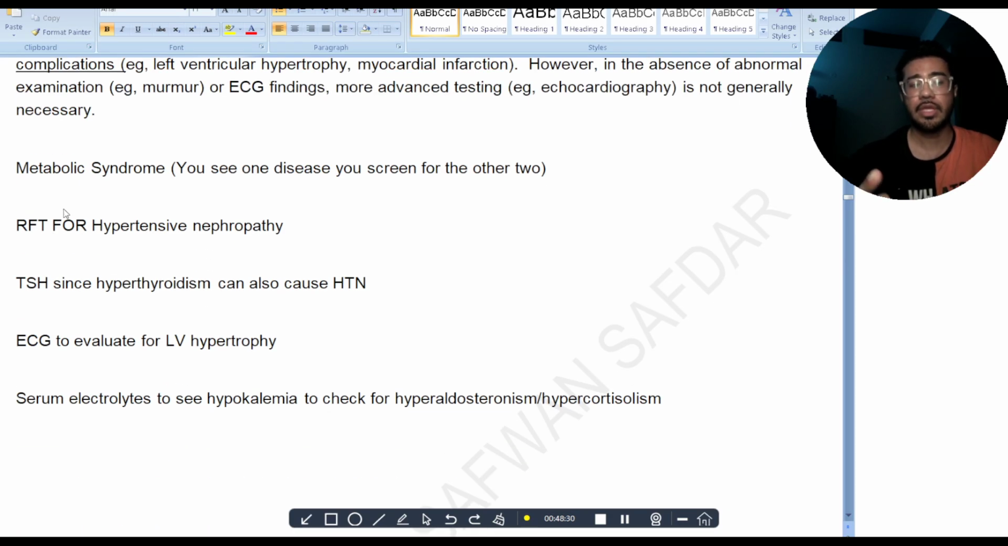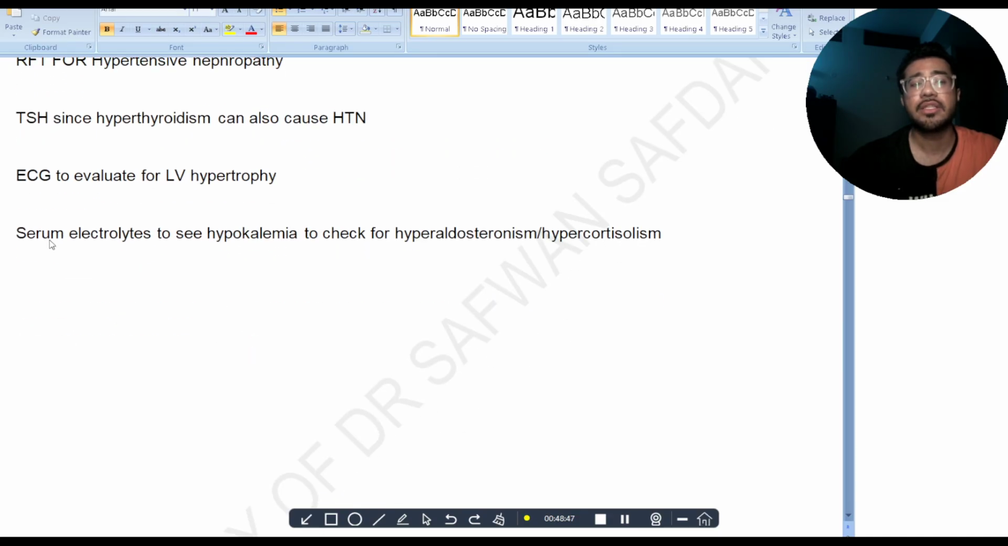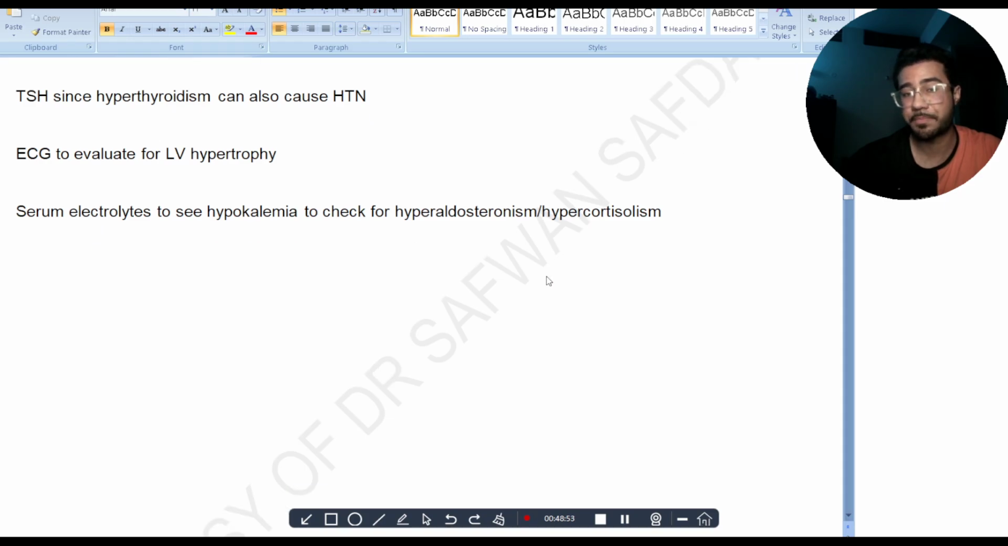So here I summarize everything. Metabolic syndrome: you see one disease, you screen for the other two. RFTs are going to be done for hypertensive nephropathy to check the kidneys. TSH, because hyperthyroidism can also cause hypertension. ECG to evaluate for LV hypertrophy. Serum electrolytes to see hypokalemia, to check for hyperaldosteronism or hypercortisolism.